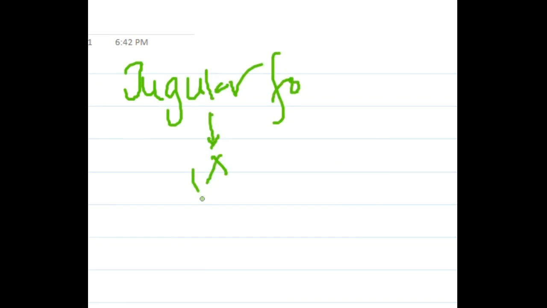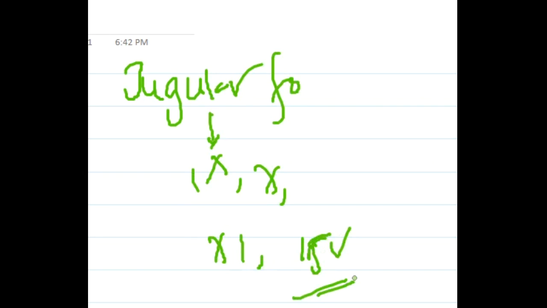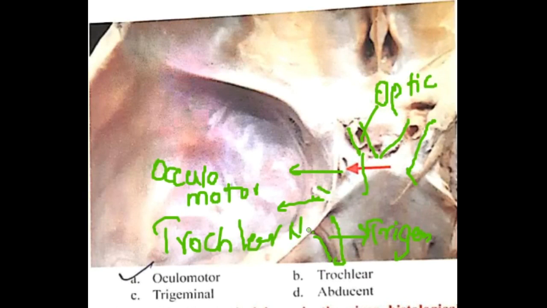Then we have the jugular foramen. In the jugular foramen, mainly the glossopharyngeal nerve, vagus, cranial accessory nerve and internal jugular vein pass through. So these are the important points about this question. But here, the structure which is shown is the oculomotor nerve.